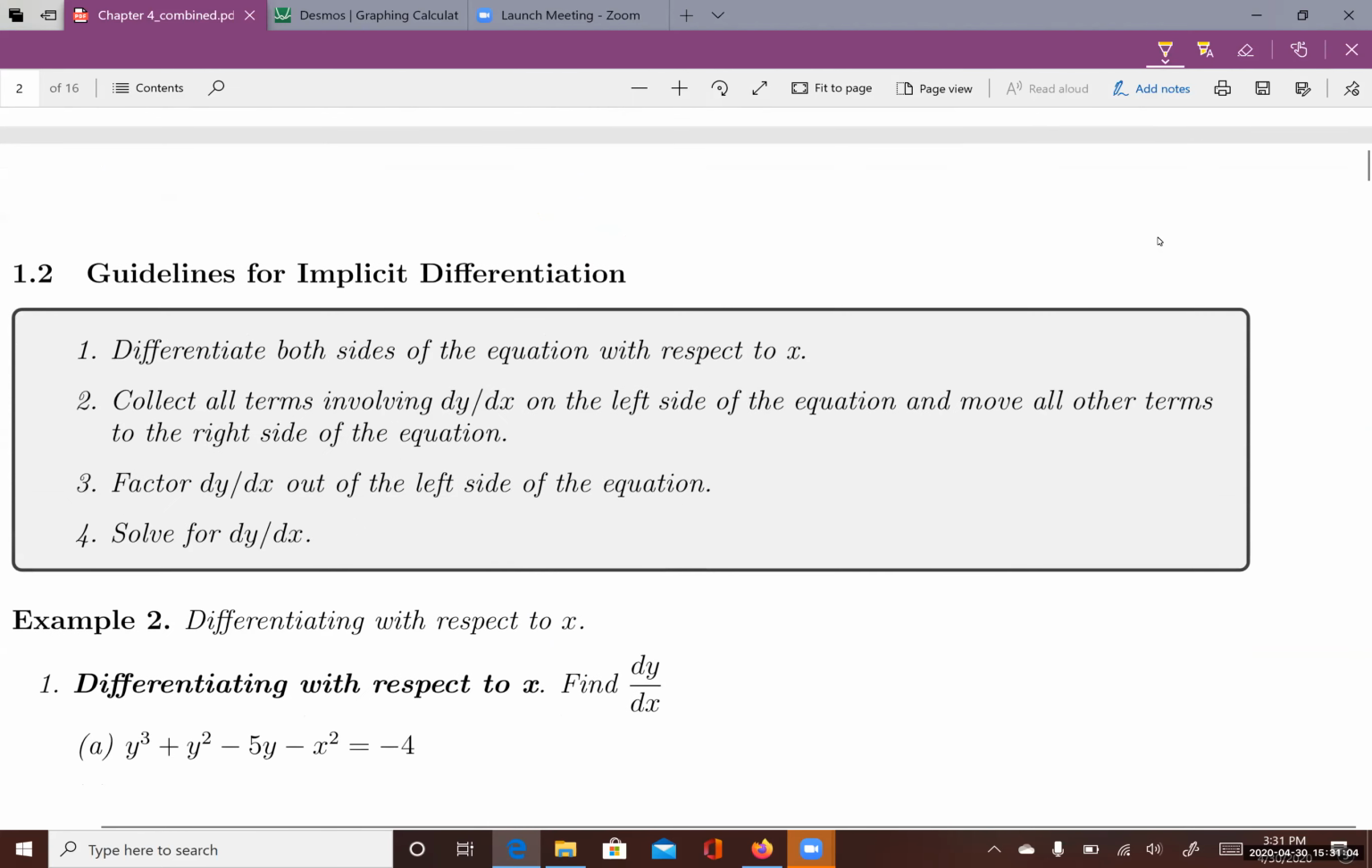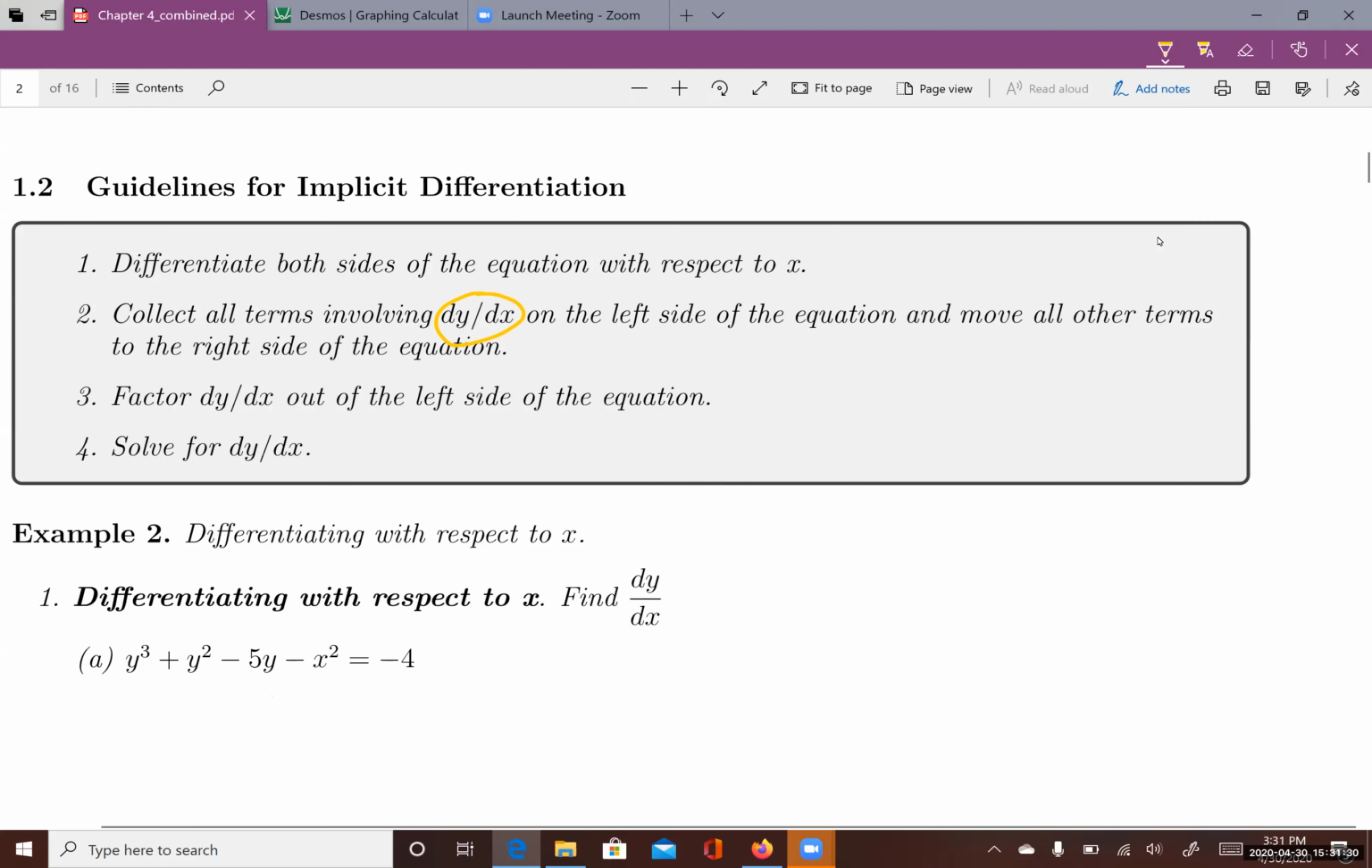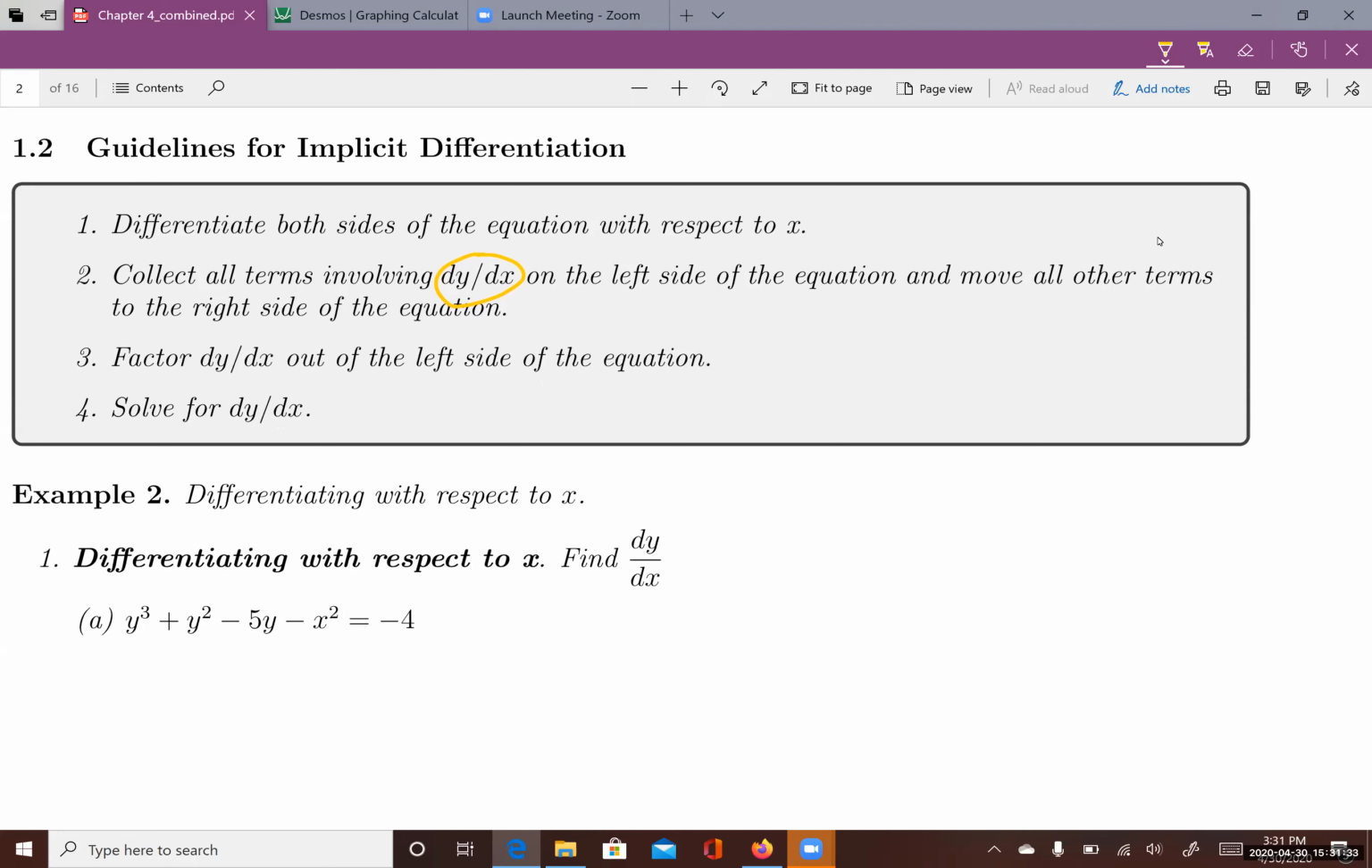Okay. Here's the guidelines for implicit differentiations, right? You differentiate both sides of the equation with respect to x if you're finding dy over dx. And you collect all the terms involving dy dx on the left side and move all other terms to the right side. Okay, so take all dy dx to one side and move everything else to the other side. You factor dy dx out of the left side, and then you solve for dy dx because the ultimate goal is solving for dy dx.